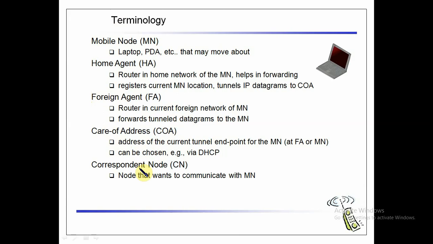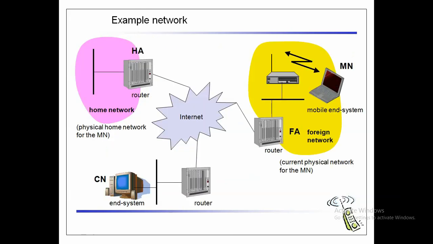Another one is the correspondent node. At least one partner is needed for the communication. The correspondent node represents this partner for the mobile node, and the correspondent node can be fixed or mobile. And these are the entities and terminologies of mobile IP.